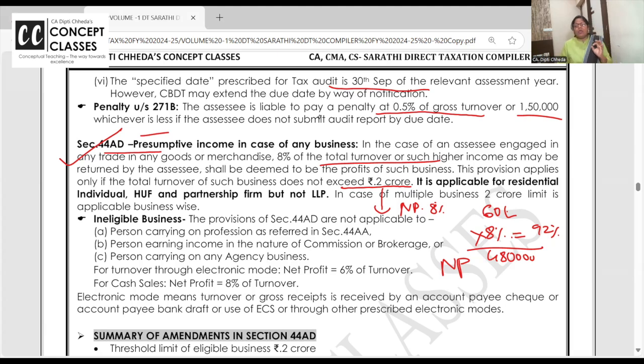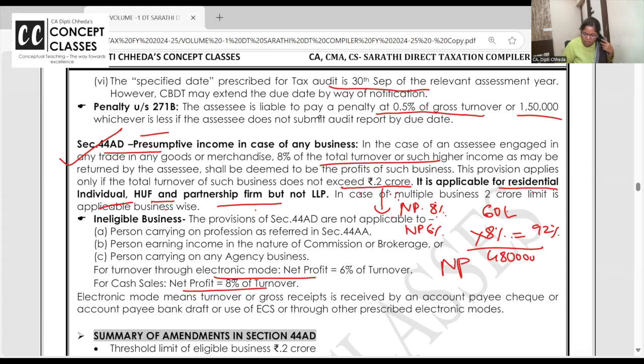44AD says that if your turnover is up to 2 crore, you can maintain books and go for audit and all normal, or if your turnover is less than 2 crore, it is optional. You are a resident individual, HUF, or partnership firm. Only these three have this option, not even LLP. On turnover up to 2 crore, you show net profit of 8%. In that also, if it is electronic turnover, then just show the net profit of 6%. Then no need to maintain the books and no need to get it audited.